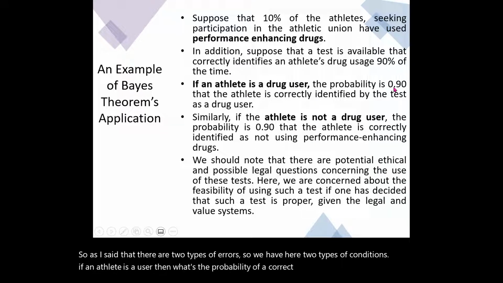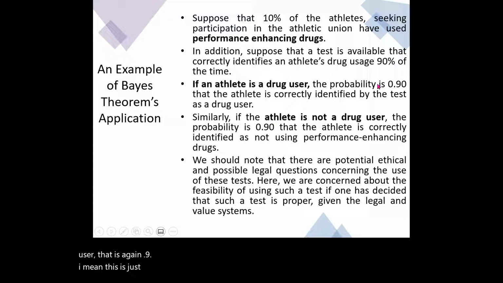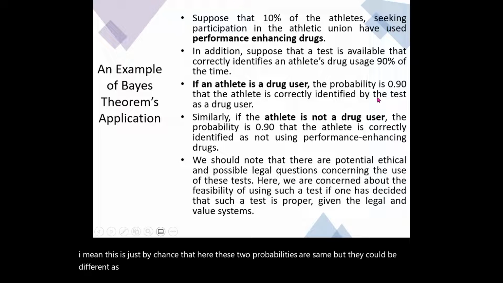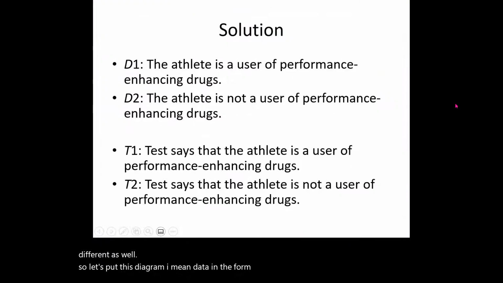It is 0.9. Similarly, if the athlete is not a drug user, then the probability of a correct decision, that is declaring that he is not a drug user, is again 0.9. This is just by chance that these two probabilities are the same, but they could be different as well. So let's put this data in the form of a tree diagram.